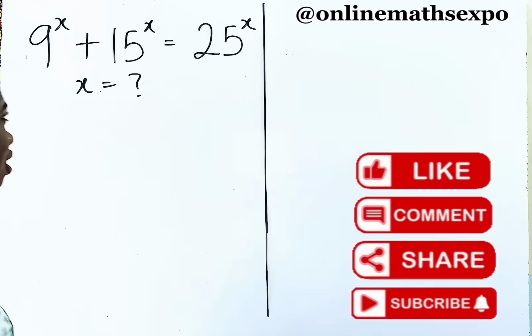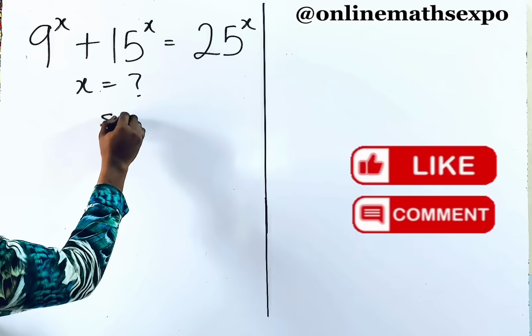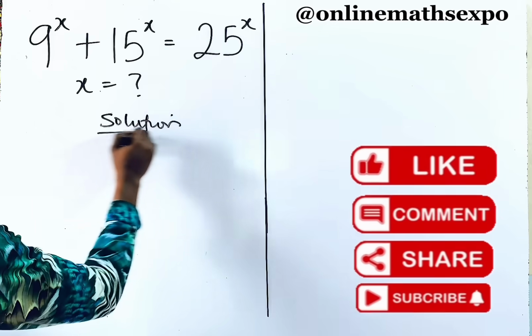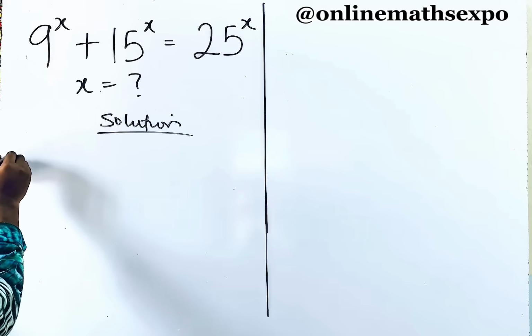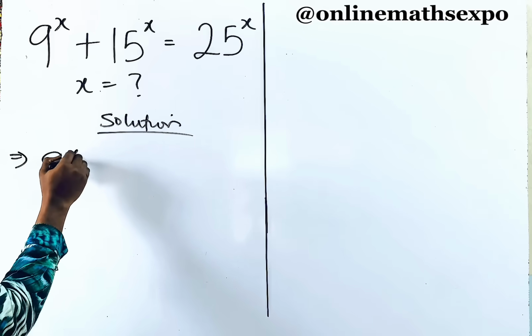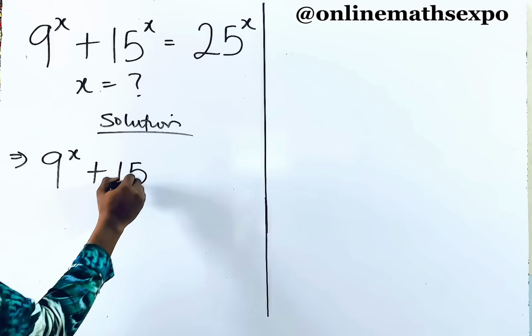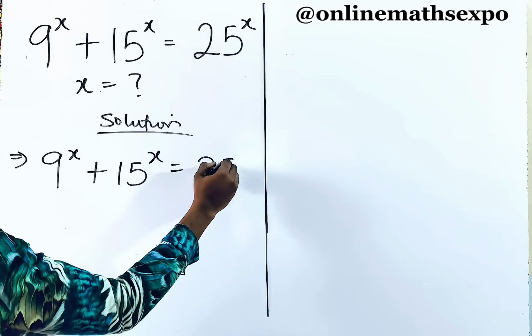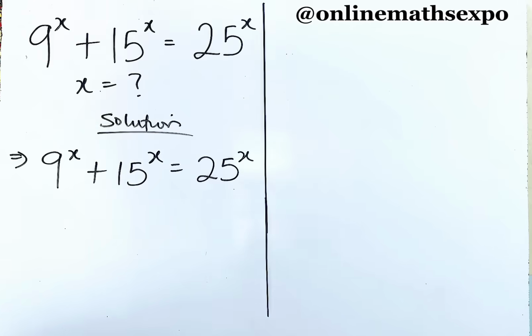Now, to solve this, we begin with the solution. So this is what we have. Let's repeat. We have 9 to the power of x plus 15 to the power of x is equal to 25 to the power of x.